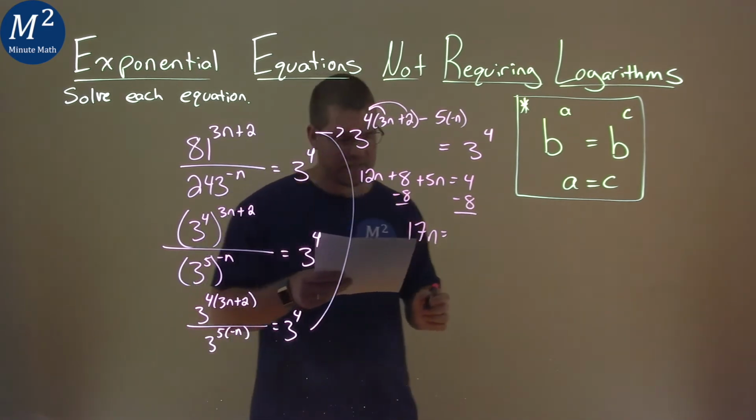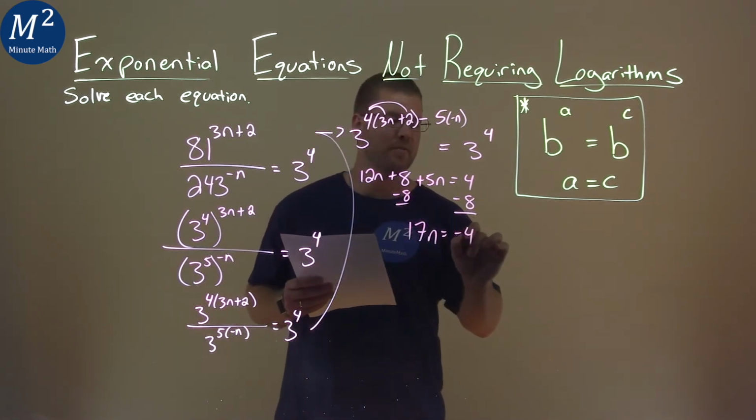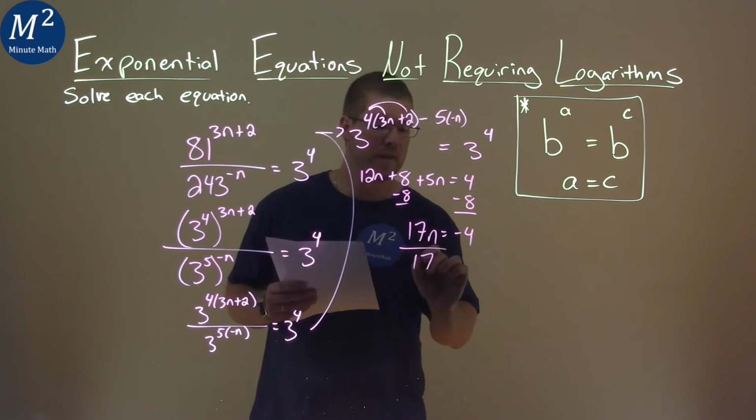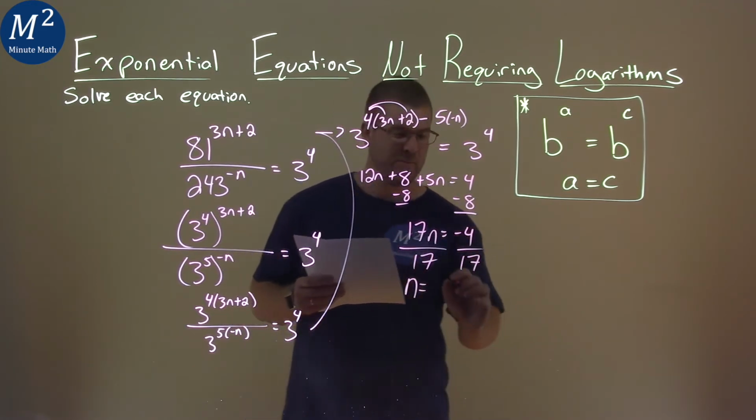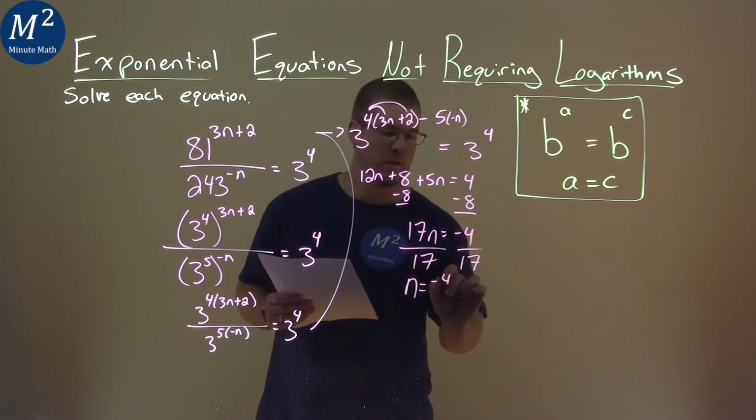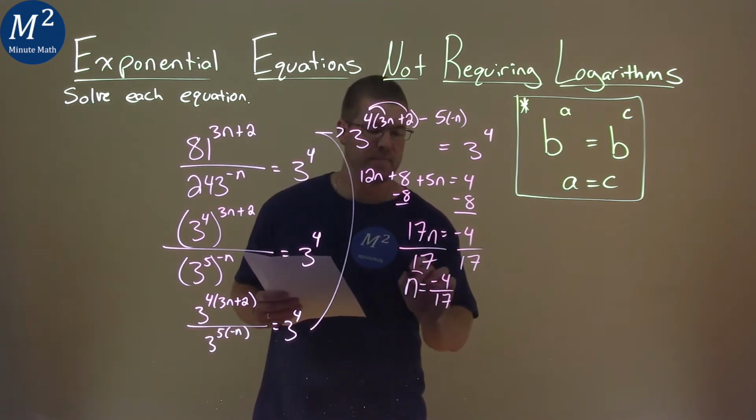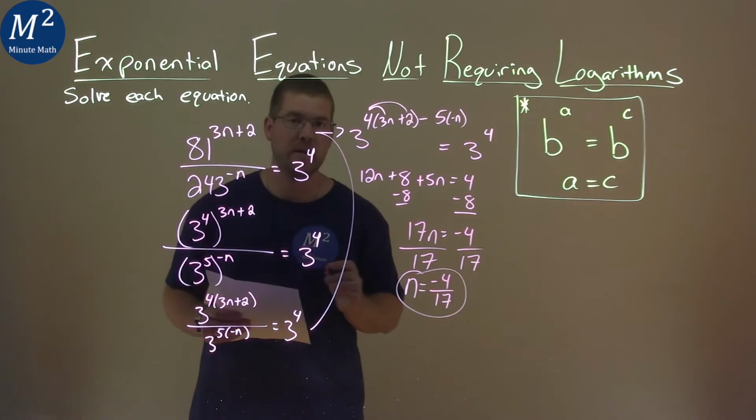And 4 minus an 8 is a negative 4. I divide both sides by 17, and n is now completely by itself, and this doesn't simplify anymore. So we have negative 4 over 17, and that is our final answer.